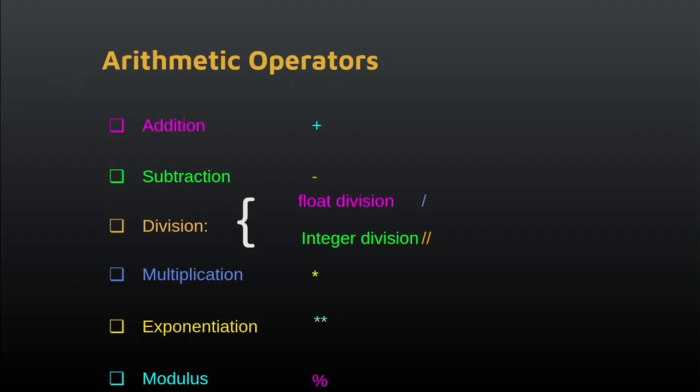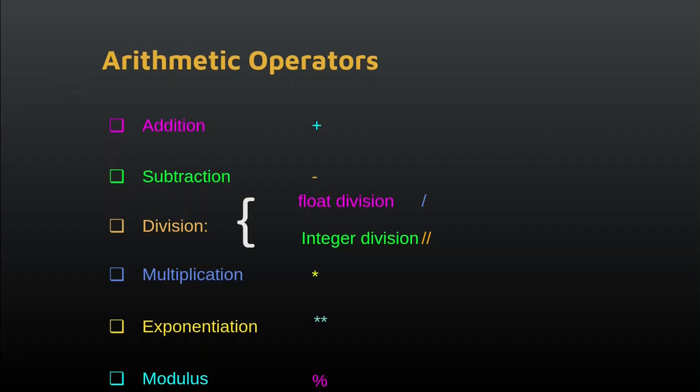So say for instance you're dividing 3 by 2, right? If you divide 3 by 2, 2 doesn't go into 3 completely. It goes once and leaves what? 1. So you will get that remainder.